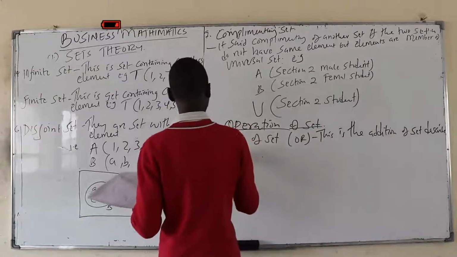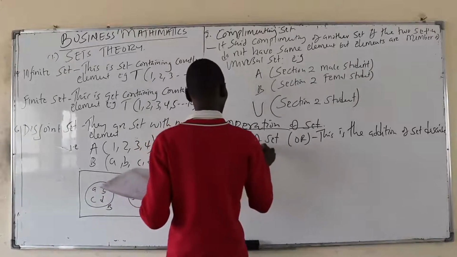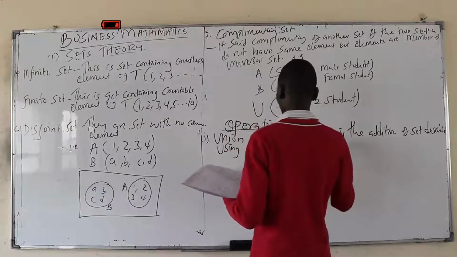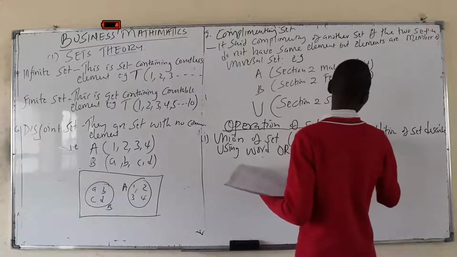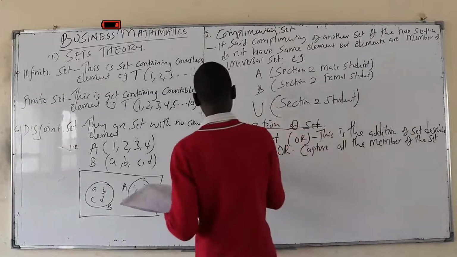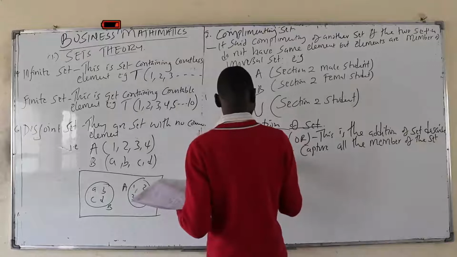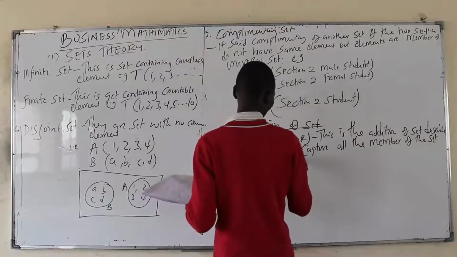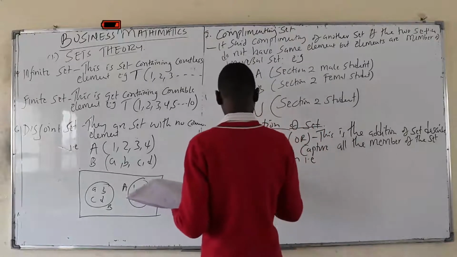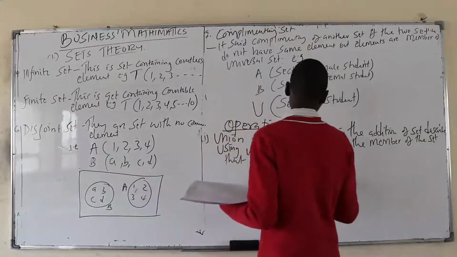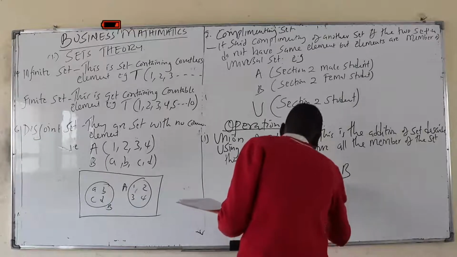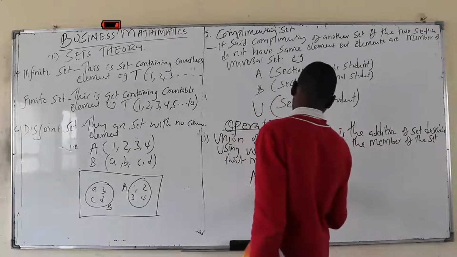Universal set. Remember what we said about the universal set. For example, we have set A, which has section 2 male students, and set B, which has section 2 female students. So the universal set, U, will be section 2 students. They are both students.